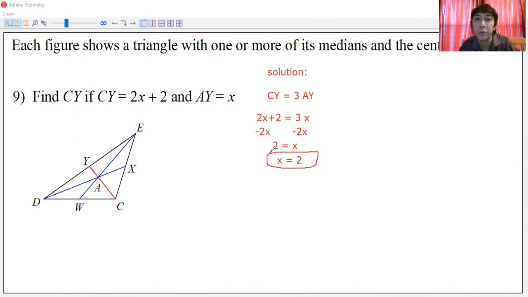We're now ready to compute for the required. We're asked to get the CY. For CY, we have CY equal to 2x plus 2. Substitute now. 2 times 2 plus 2.